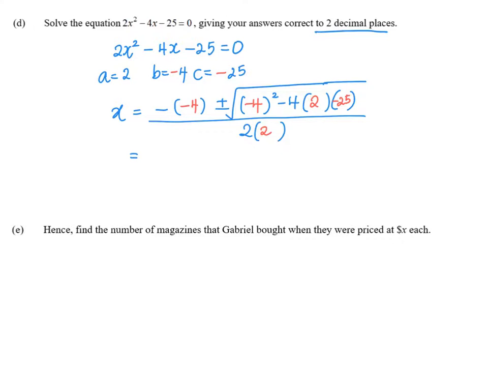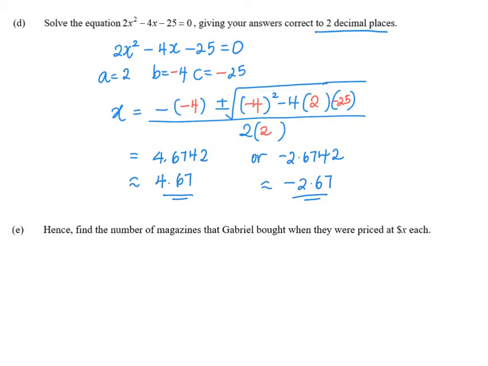And we get the first answer to be 4.6742. Remember to give your answer in 5 significant figures first. And then now they want 2 decimal places, so 4.67, or the second answer, negative 2.6742, and round off to 2 decimal places. Both of them are the answers as of now.